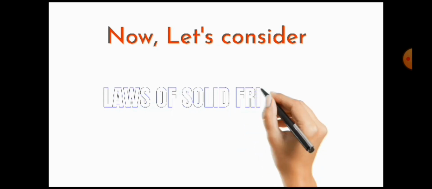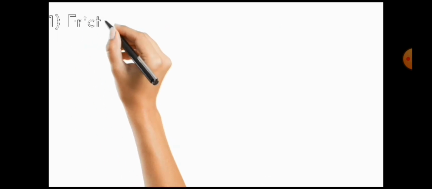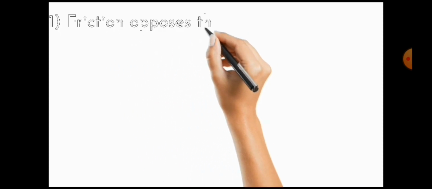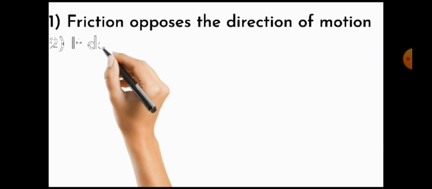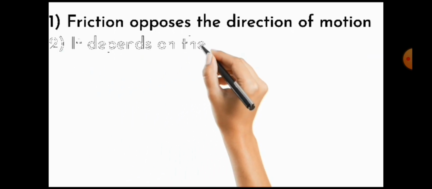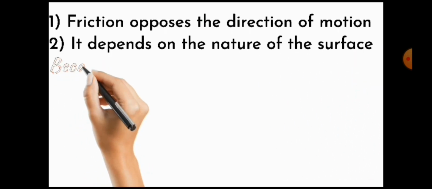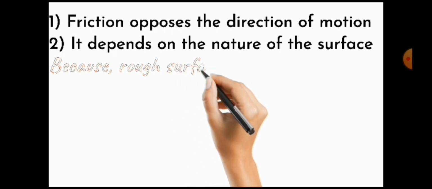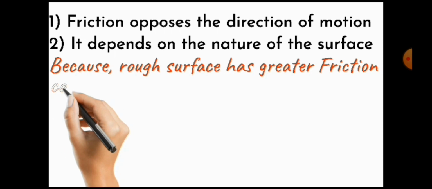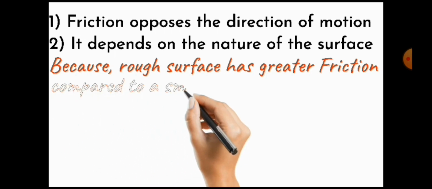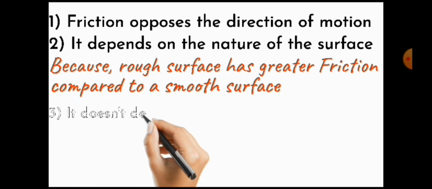Now let's consider the laws of solid friction. Here I will mention five laws of solid friction, and these laws are very important for every student to know. Number one, friction opposes the direction of motion. That one is established. Number two, friction depends on the nature of the surface, because if the surface is rough, that is when we have greater friction. When the surface is smooth, the friction is reduced or there is no friction at all. So the rougher the surface, the higher the frictional force. Friction depends on the nature of the surface, whether it is rough or smooth.